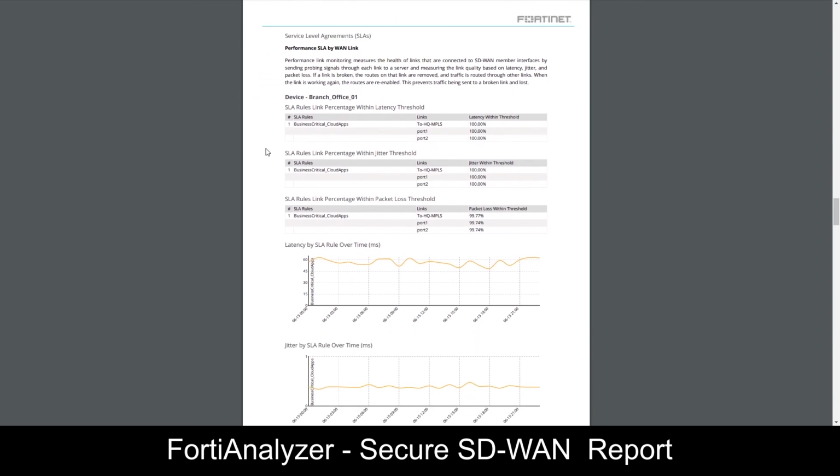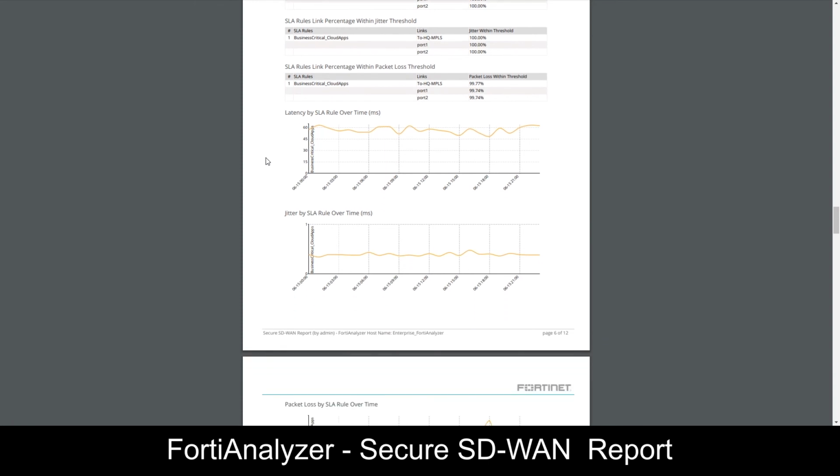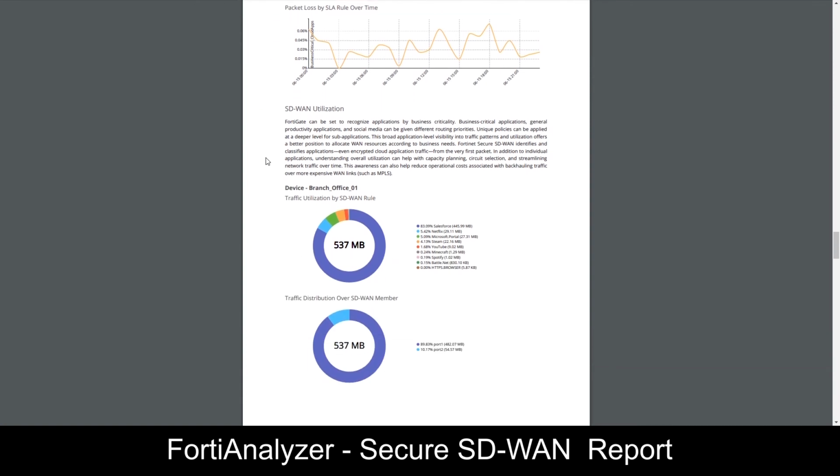If you scroll down through the report, you will see very useful charts about configured performance SLA. This section provides information on the health of the links that are connected to the SD-WAN interfaces by measuring jitter, latency, and packet loss to detect link failures. This information can be used to remove or reroute traffic when an SD-WAN member cannot detect the server. Also, they can be used in SD-WAN rules to select the preferred member interface for forwarding traffic.